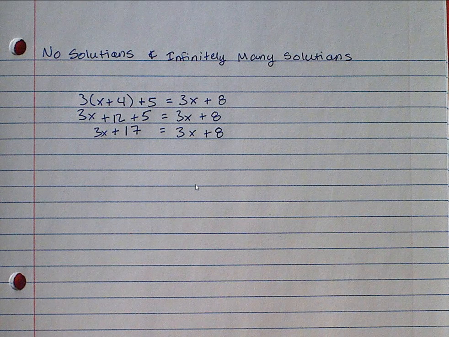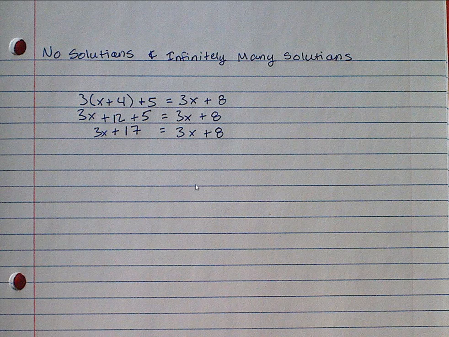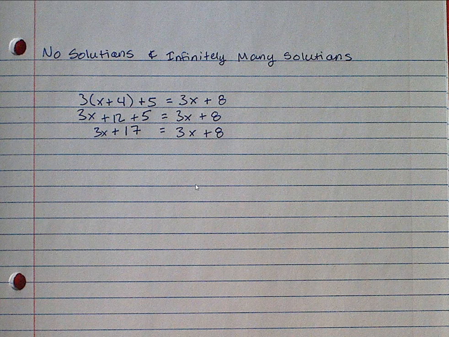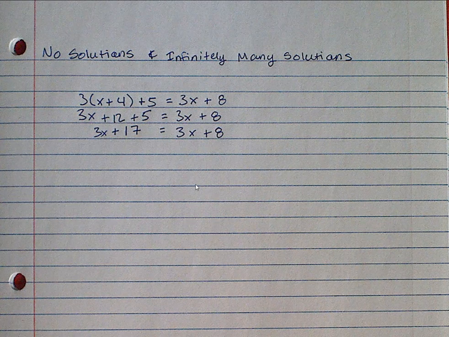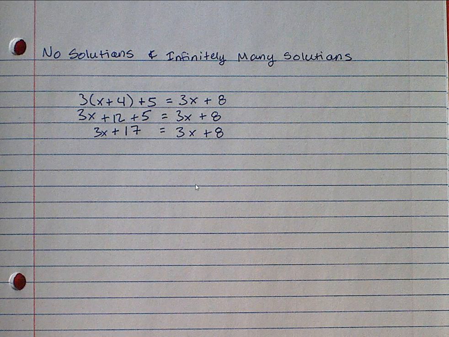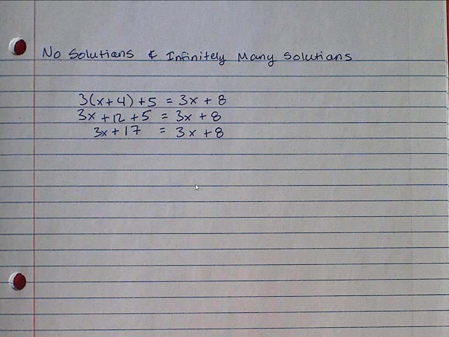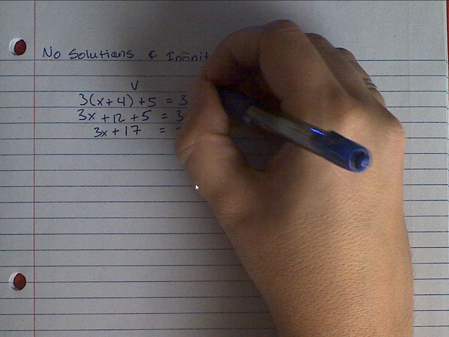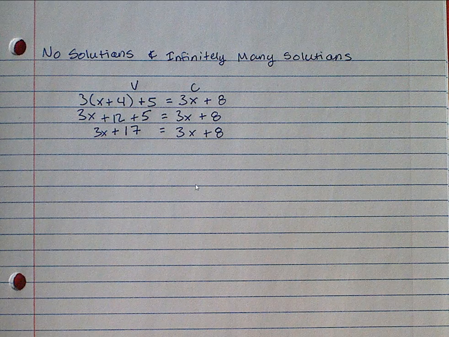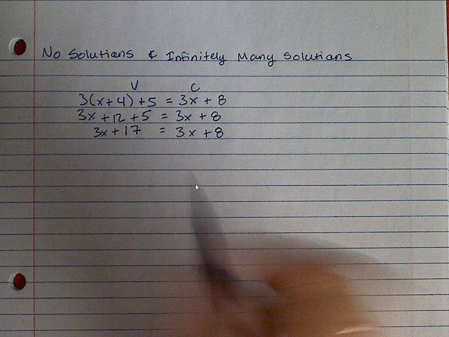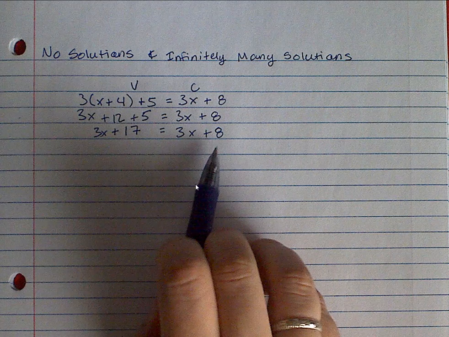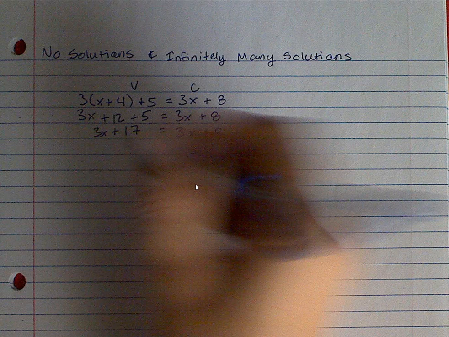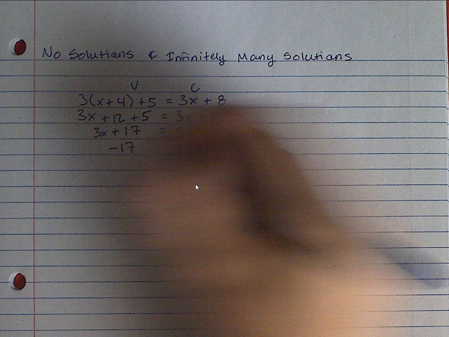All right, Michael. After I distributed, and after I combined like terms, what was the next step? Variables and constants, so variables to one side, constants to the other. What side do you want the variables on, and what side do you want the constants on? Variables on the left. That means constants have to go to the right. Which one do you want to move first? Okay, so I need to move this plus 17 to the right-hand side. How do I move plus 17? So I'm going to minus 17 here, minus 17 here.